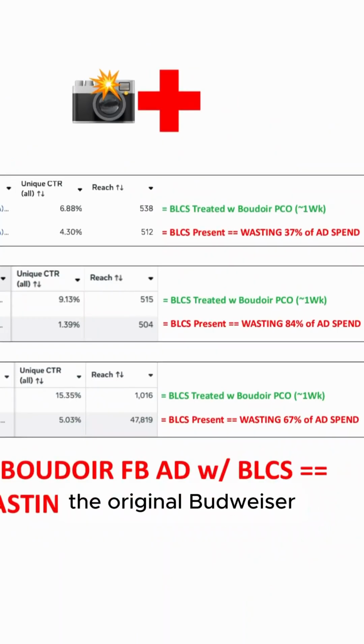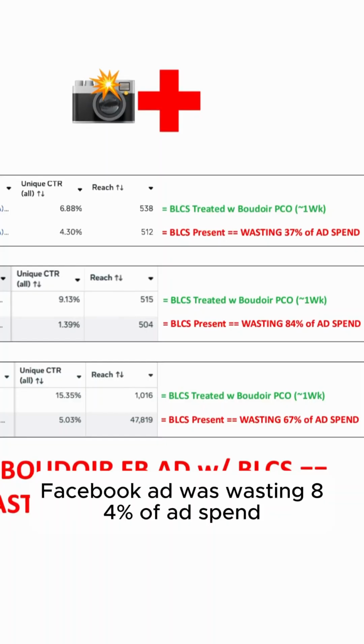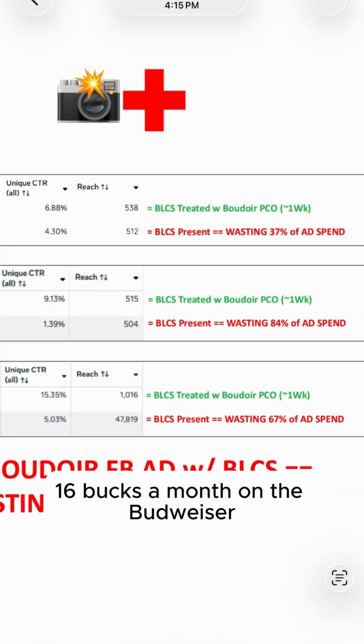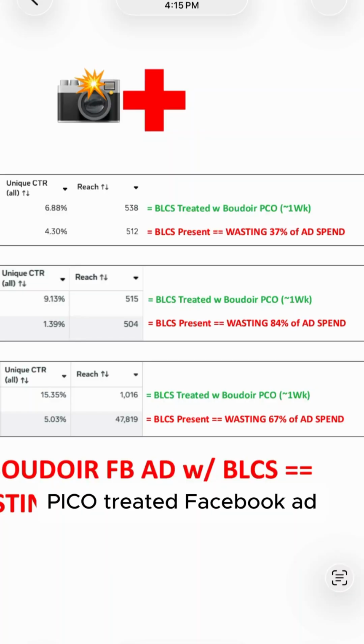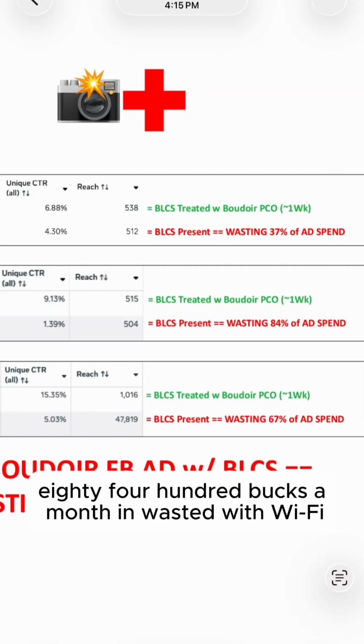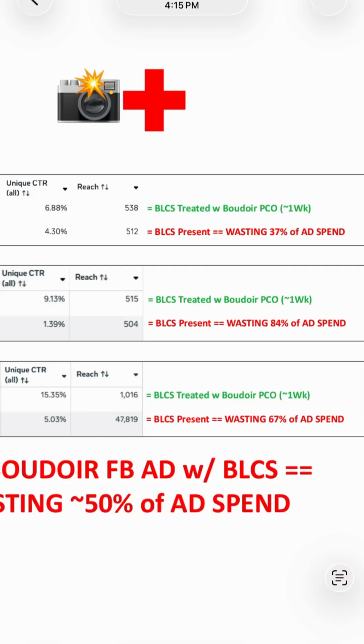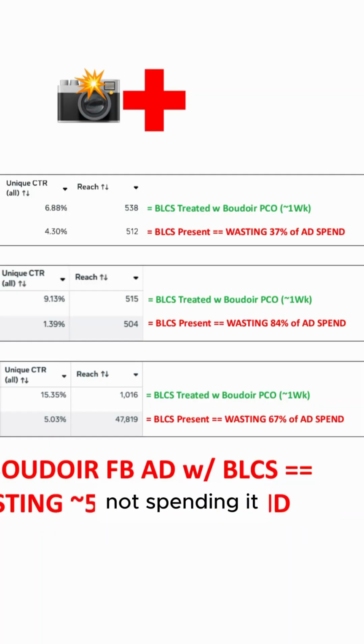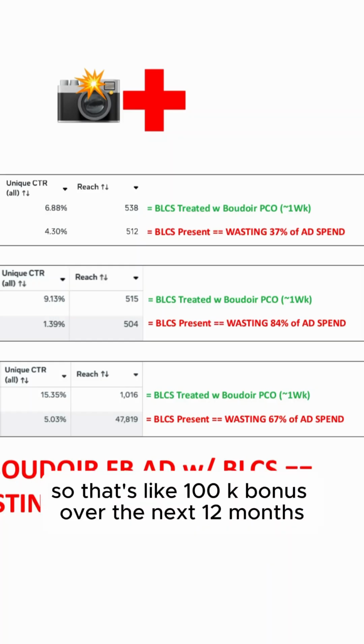So we found out the original Boudoir Facebook ad was wasting 84% of ad spend. So if they're spending 10 grand a month on that original Boudoir Facebook ad, now they only need to spend $1,600 a month on the Boudoir PICO treated Facebook ad, and they get their ad into the same number of women's brains in both scenarios. So they eliminate $8,400 a month in wasted Boudoir Facebook ad spend, and they actually pocket that, literally $8,400 a month, by simply not spending it. So it's like a 100K bonus over the next 12 months.